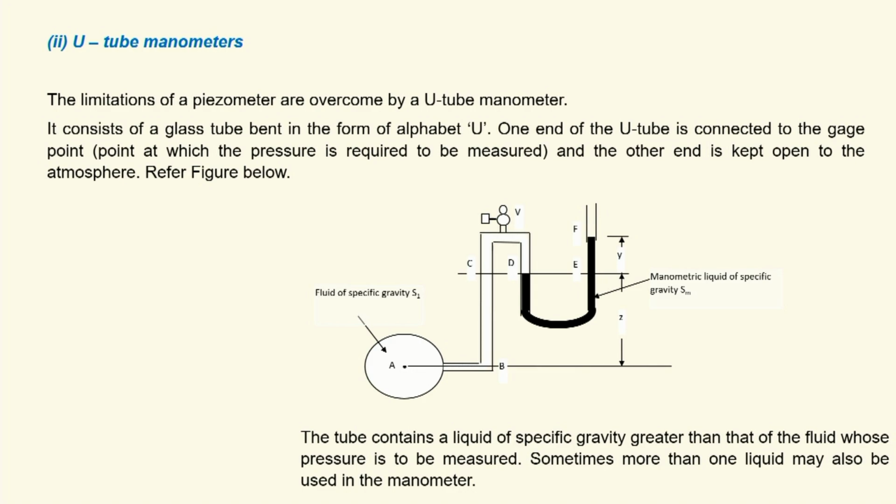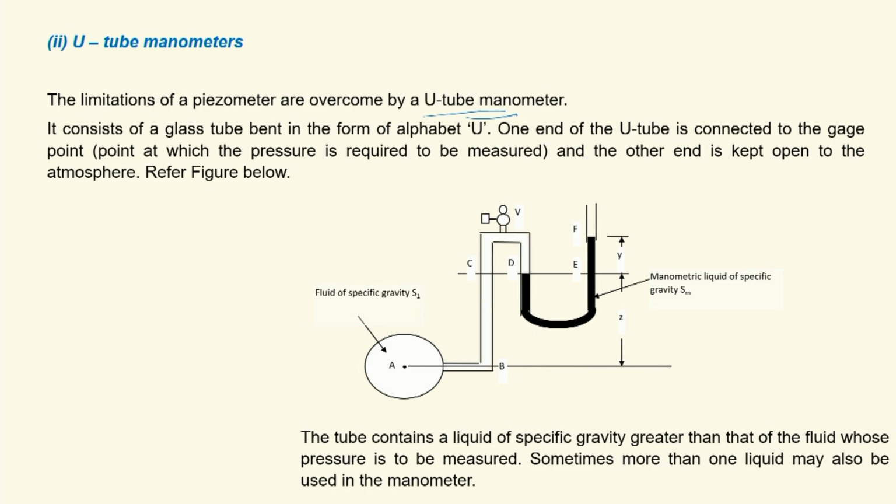So, whatever limitations, that is, you want to measure large pressures of lighter liquids and you want to measure the pressure of a gas flowing in a pipeline, all these things can be done by eliminating the piezometer with the help of a U-tube manometer. So, let us now discuss the construction of a U-tube manometer. Why is it called a U-tube? It resembles the English alphabet U.